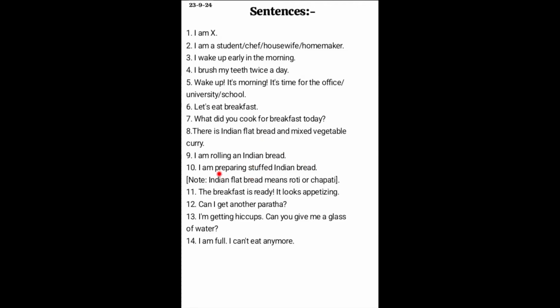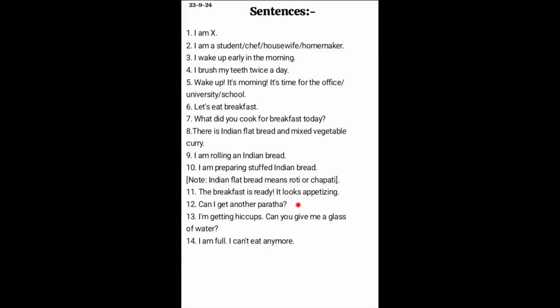Next, see. I already told you, right? What is stuffed bread? Something where you put the filling. आलू के पराठे हो या मूली के गोभी के पराठे होते हैं ना, stuffed parathas. जब आप use करेंगे stuffed Indian bread or stuffed bread, stuffed breads. The breakfast is ready. It looks appetizing.